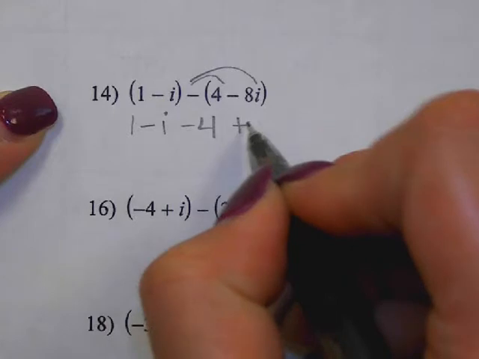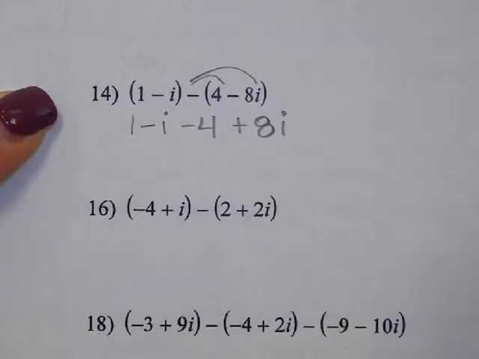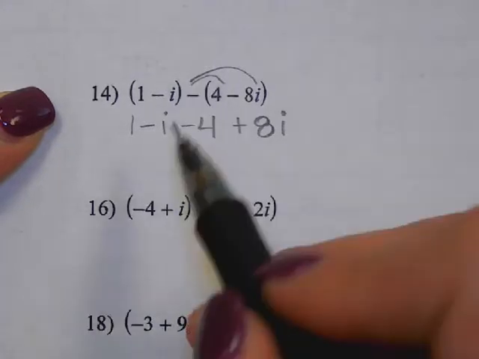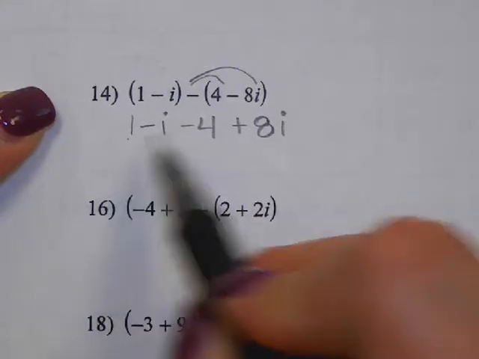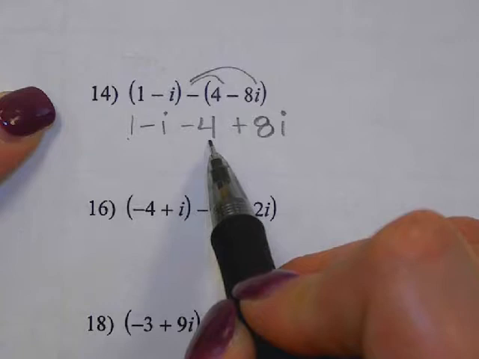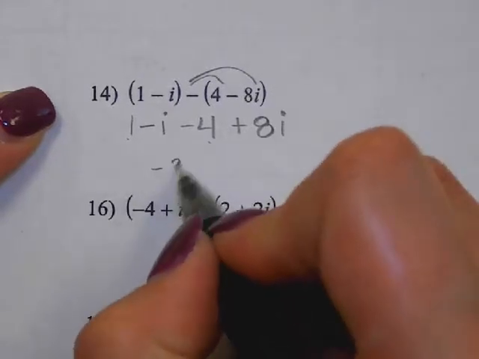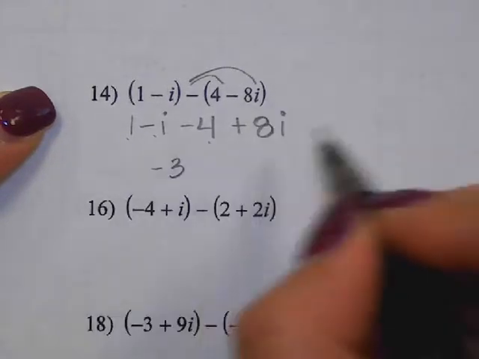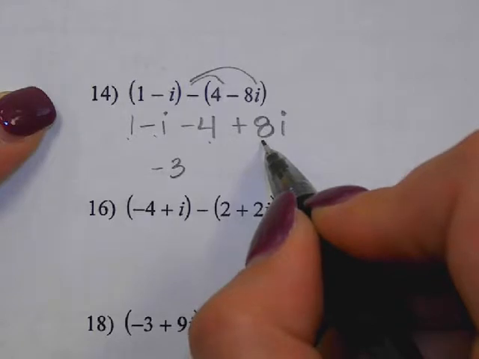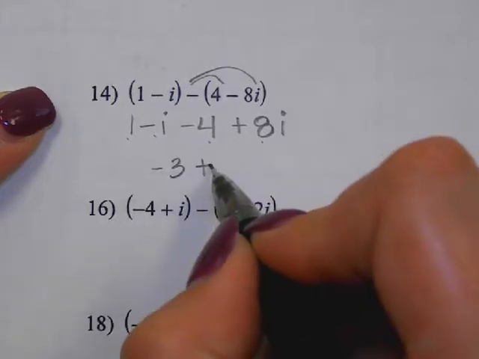Negative 4, positive 8i. And now we're going to combine like terms. So I have a real number of positive 1 and a real number of negative 4, negative 3. And I have an imaginary negative 1 and an imaginary positive 8. Plus 7, good.